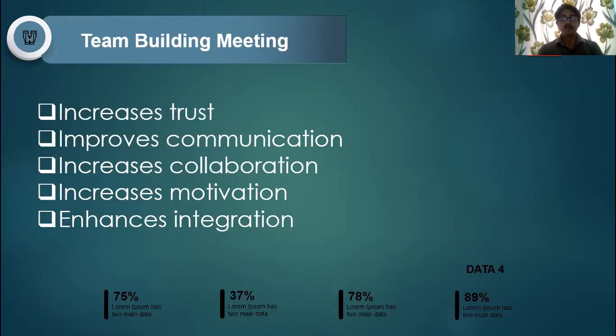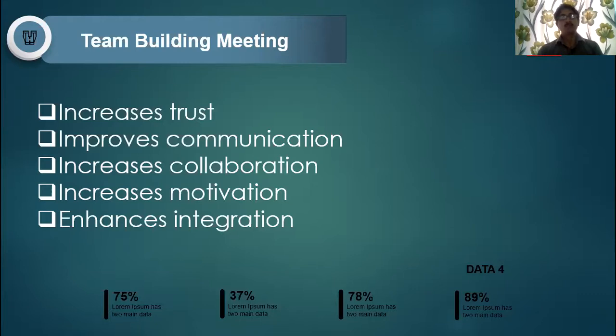The communication should be improved. Collaboration should be enhanced. Motivation, obviously, is an end result of all these three. If I am enhancing the trust, the communication, and the collaboration between the members of a team, definitely the motivation of the entire team will be enhanced. And finally, that will result in the enhanced integration of the team. So that is the basic team building meeting concept, and these are the steps which are followed.